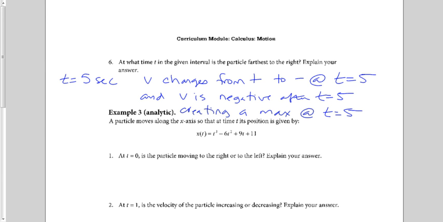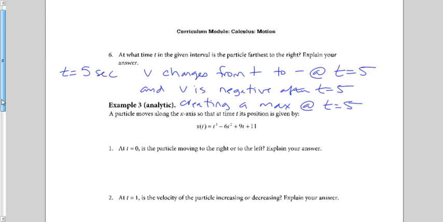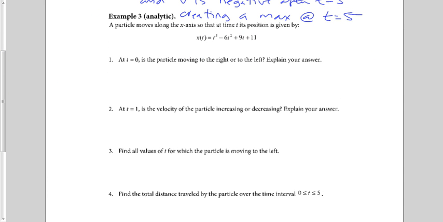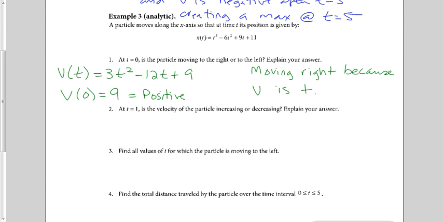So moving on, we have our last example. Hang in there, we're really almost finished. It's not too much more. So what I would actually like for you to do is try number 1 right now. So pause the video and try number 1 of example 3 now. Here's the solution. It is moving to the right because my velocity is positive. If you need to write some of that down, pause the video here.